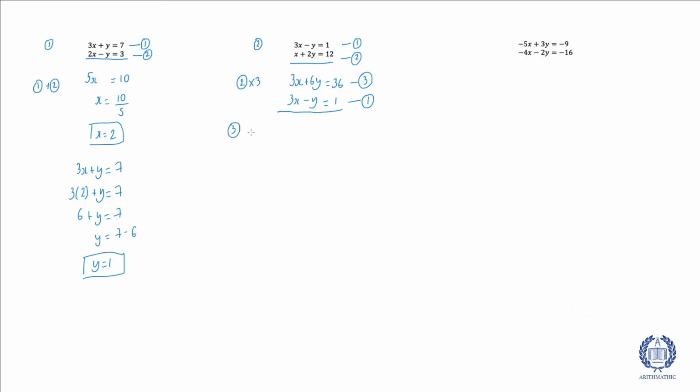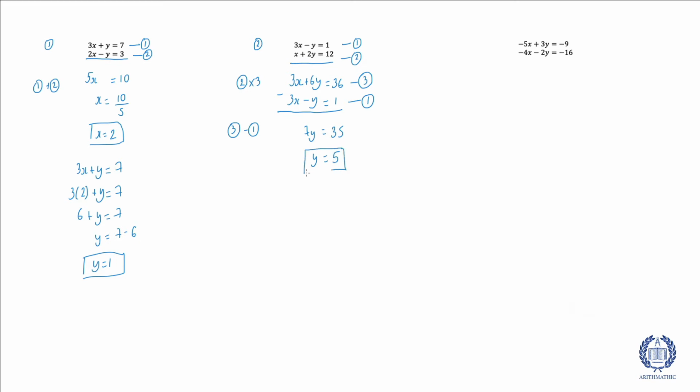So I say equation 3 minus equation 1. And if I minus them vertically like this, 3x minus 3x is 0. 6 minus 1 is 7, so we say 7y, because the minus and minus becomes plus. And then 36 minus 1 is 35. 7 lots of y is 35. So 1 lot of y is 35 divided by 7, which is 5.